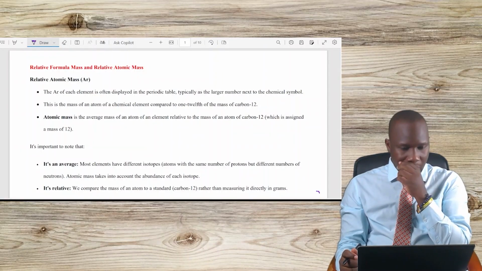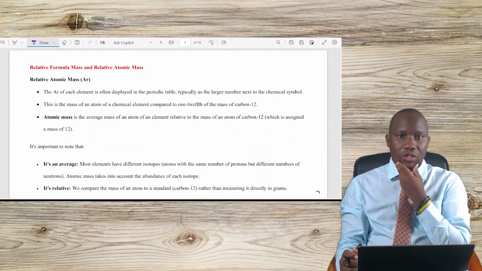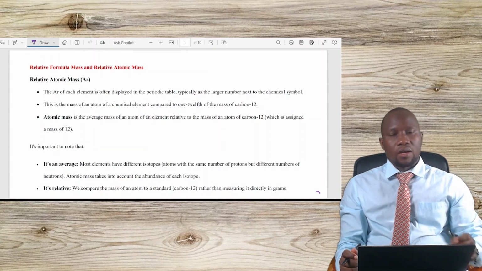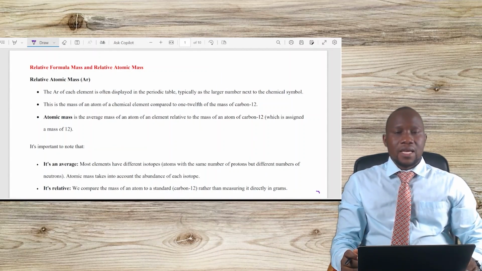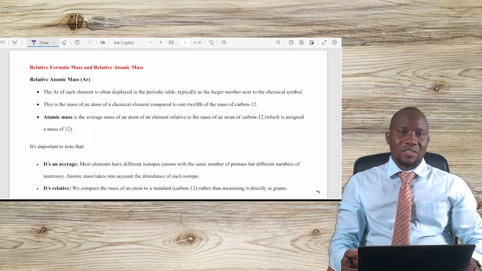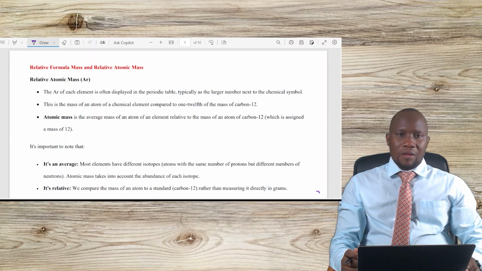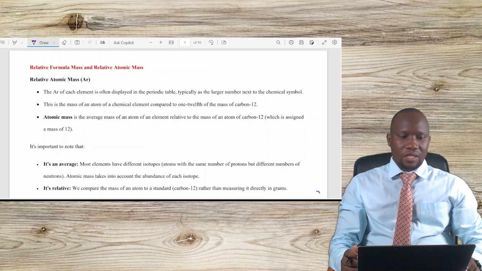Welcome everyone. We are going to have a discussion on relative atomic mass and then also relative molecular formula or relative formula mass. These are the concepts that we want to look at in this presentation.